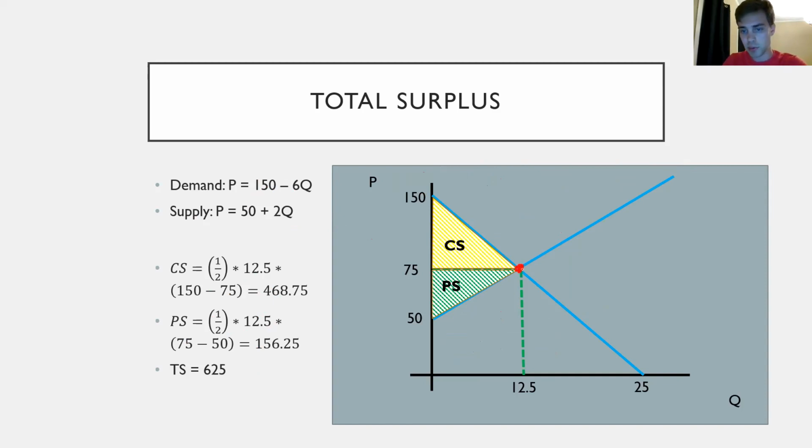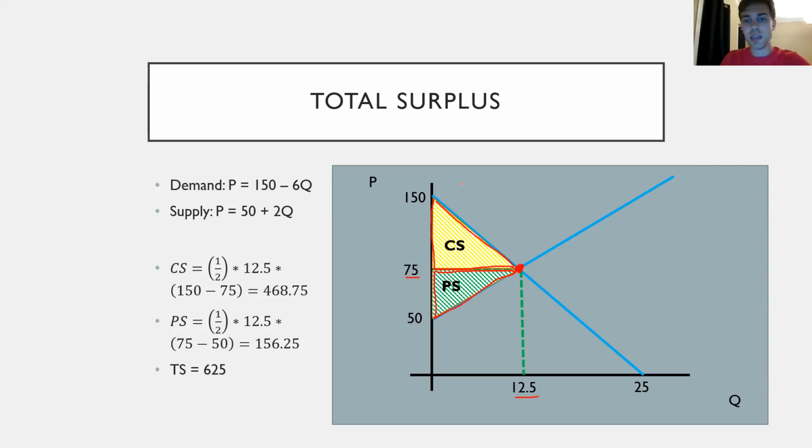Of course, we have our equilibrium point. The price is 75 and our equilibrium quantity is 12.5. And what we want to know is, what is this area, our consumer surplus, and what is this area, our producer surplus? Of course, we know this top triangle is consumer surplus because it's the area between the demand curve and the price. And we know this area is producer surplus because it's the area between the price and the supply curve. So let's calculate this consumer surplus first.